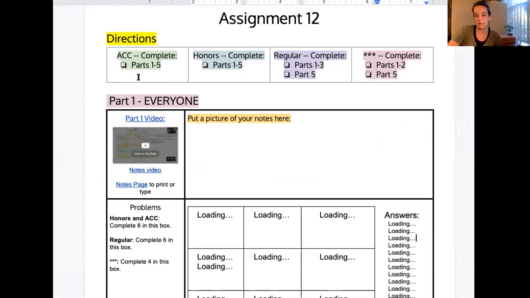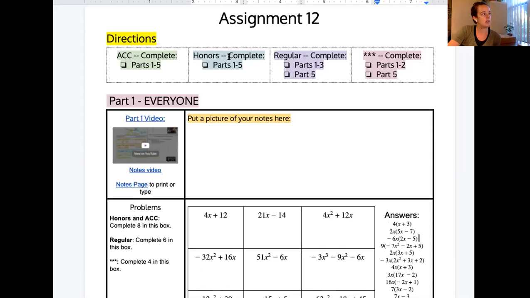So I want to explain what each of the sections is so that you know exactly what you need to do. If you are ACC or honors, you are just following the directions for the whole page. There are 5 different parts. I know it sounds crazy. It's not by law. There are 5 different parts.